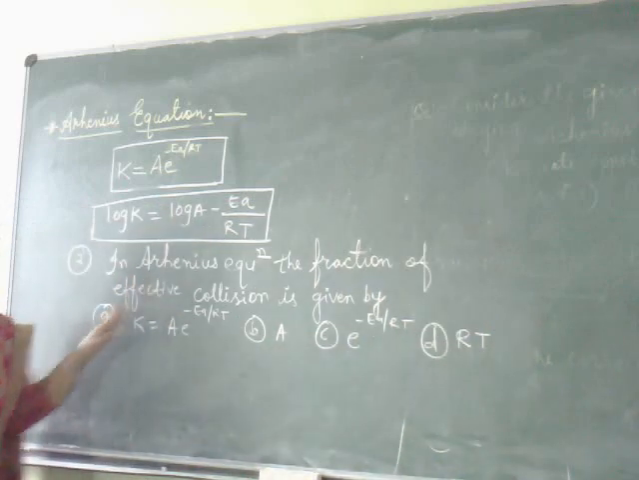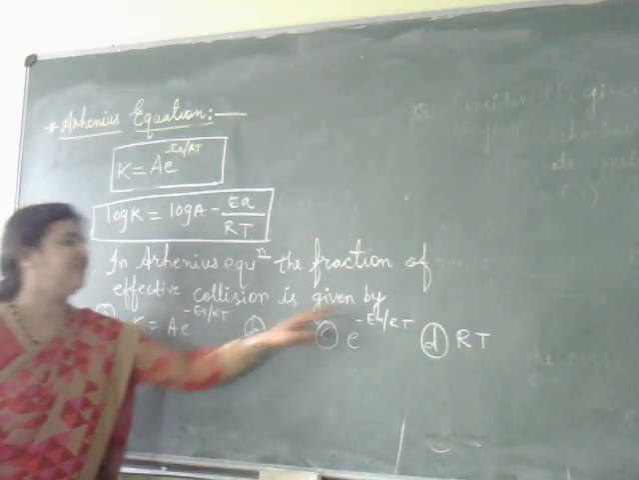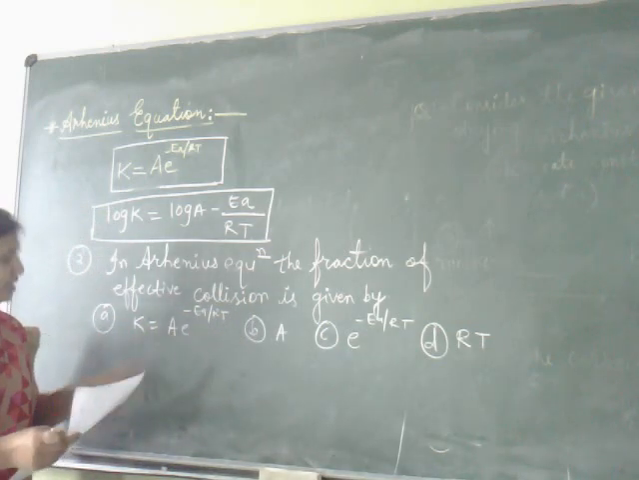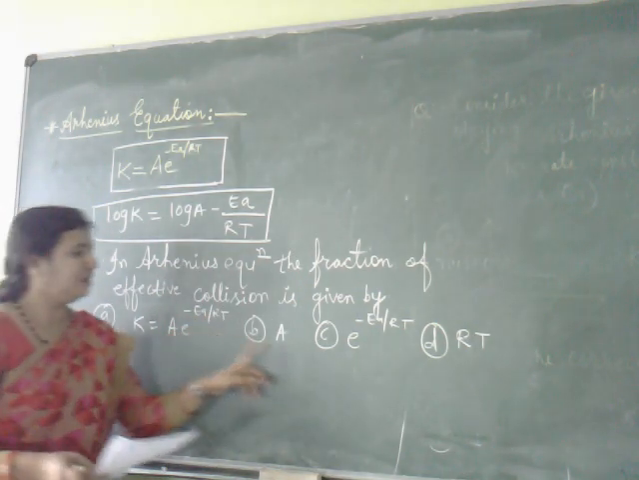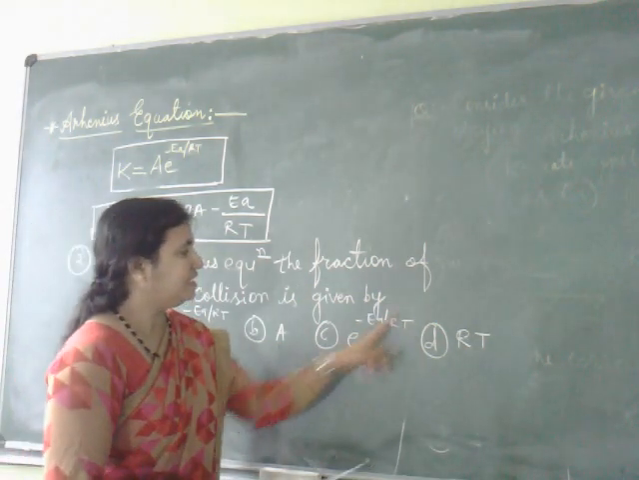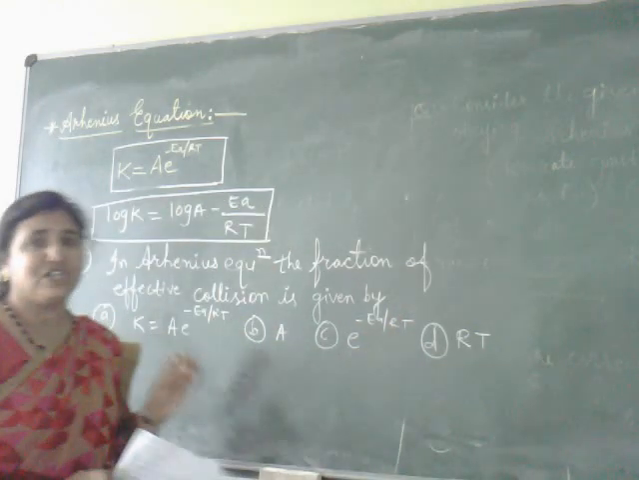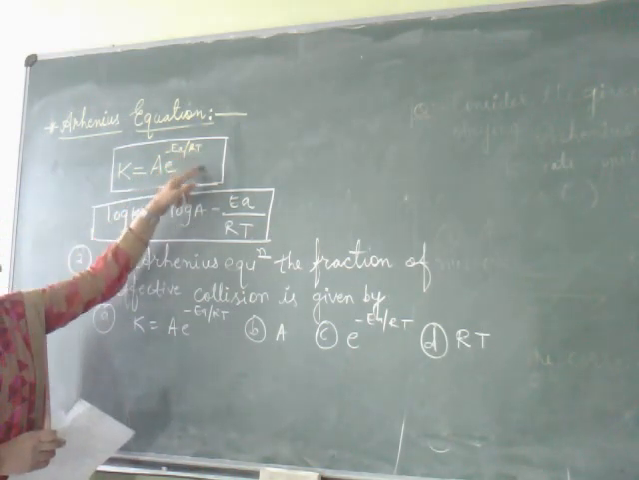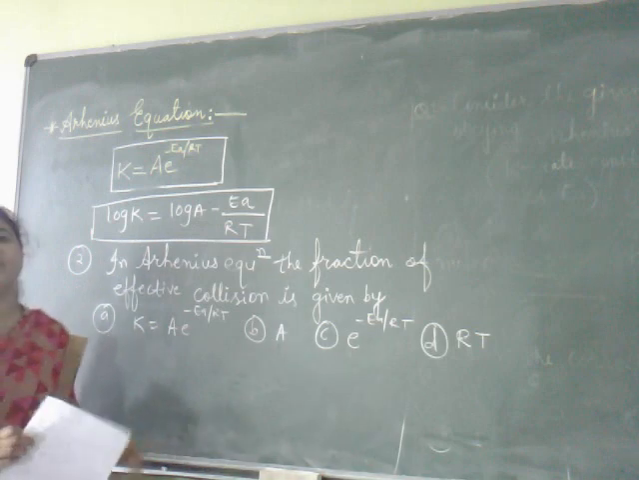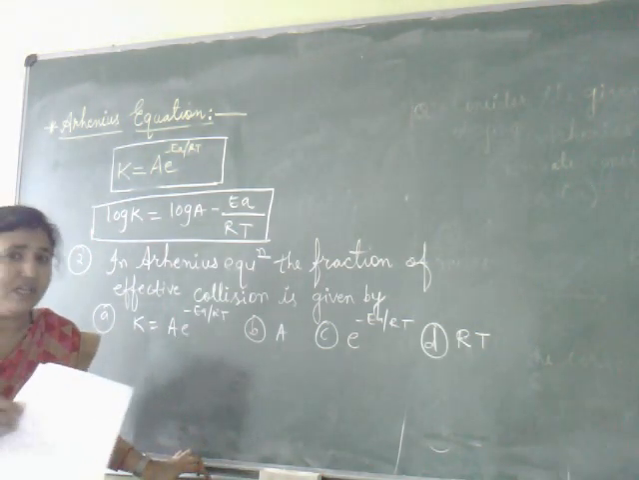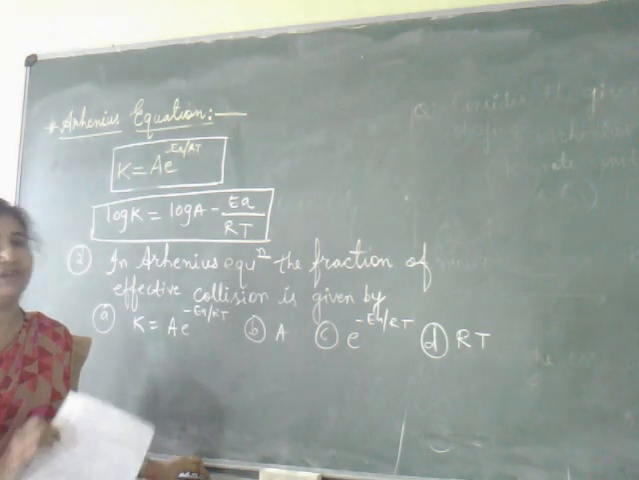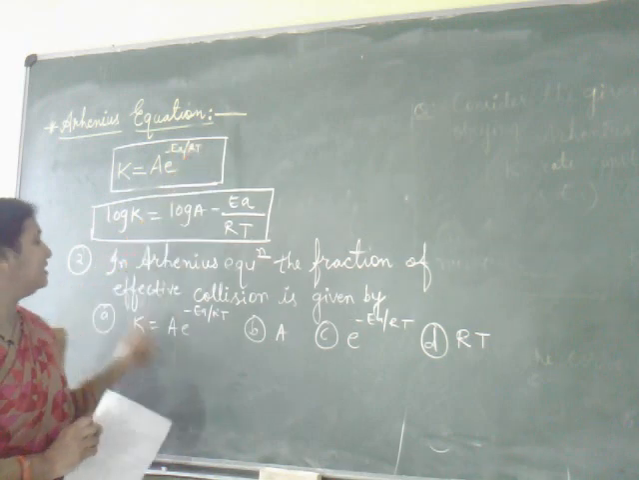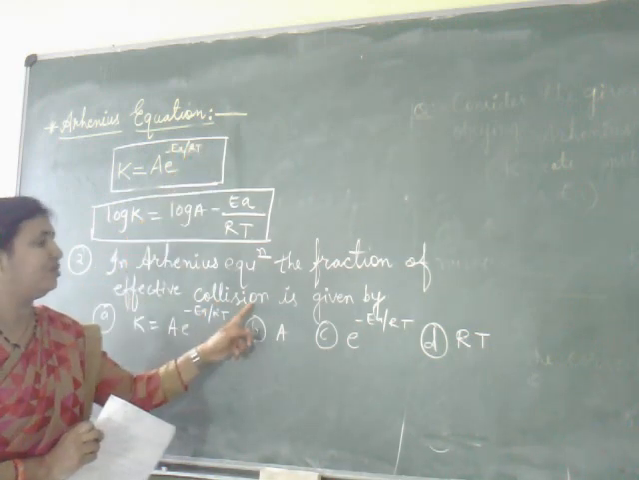In the Arrhenius equation, the fraction of effective collision is given by k = A e^(-Ea/RT). So the fraction of effective collision, as I said, is this part, e^(-Ea/RT). This part is called the fraction of molecules having energy greater than activation energy, and these molecules only undergo effective collision. So that's why this part, e^(-Ea/RT), is the fraction of effective collision.